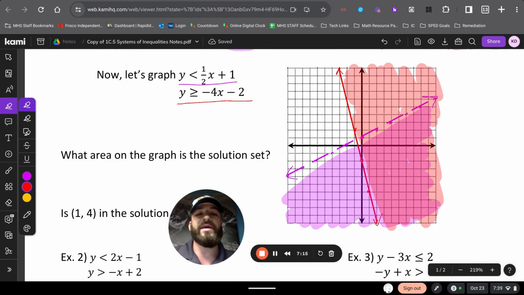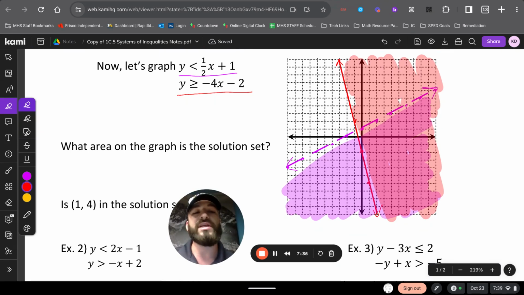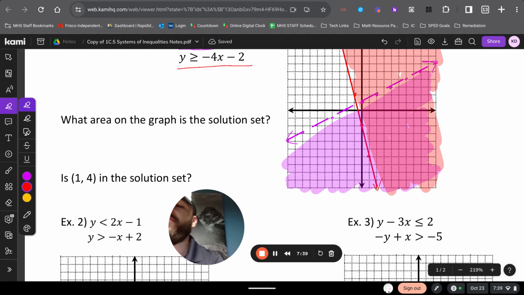And so it's definitely not this non-shaded region that is a solution set. And it's not these two individual ones, while that was a solution set to the red graph in the top right and a solution set to the purple graph in the bottom left. Neither of those are a solution set to my system. My solution set for my system is now this region here in the bottom right. So what area on the graph is the solution set? It's going to be that area where the shading overlaps.